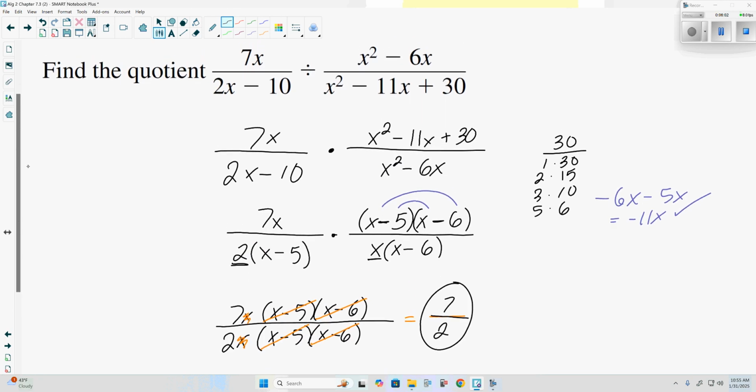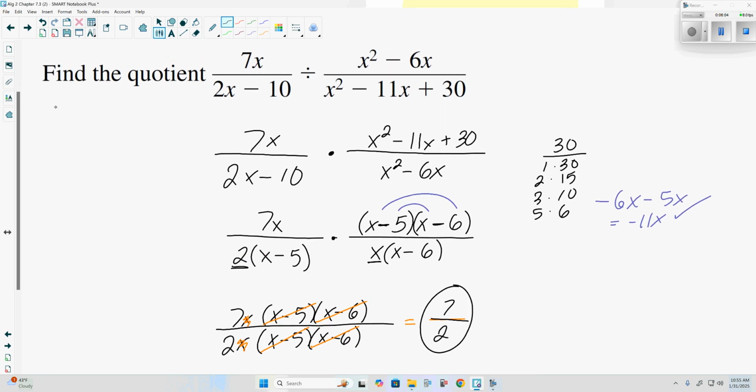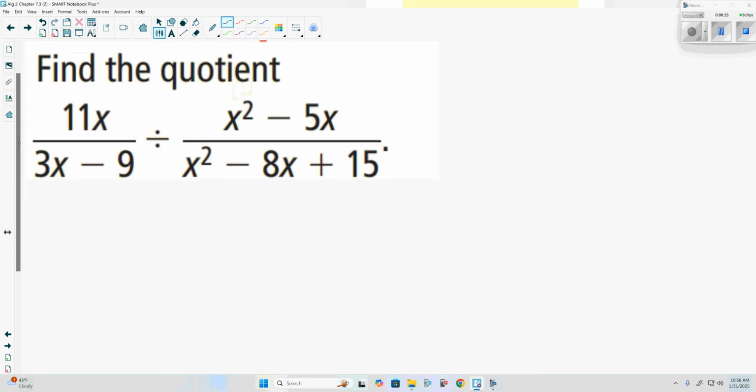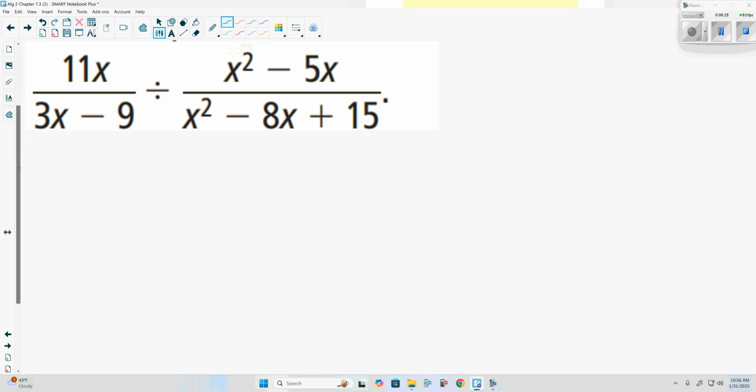Yes, because when we divide two fractions, like 1/2 divided by 3/2, we keep the first one the same. We change it from division to multiplication and flip the second.